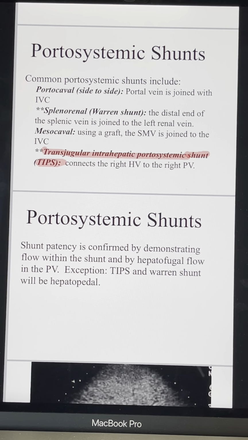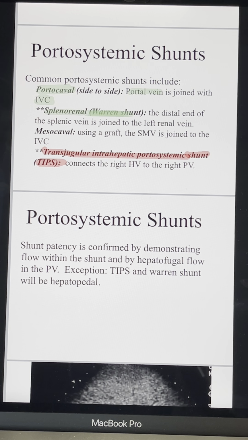The first one is called portocaval. Please know all these names. Portocaval is the portal vein joined with the IVC. So instead of sending the portal vein inside the liver, it's directly connected to the IVC. It's called a portocaval shunt. The next one is splenorenal.